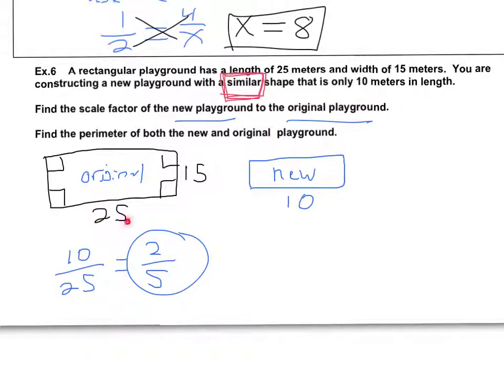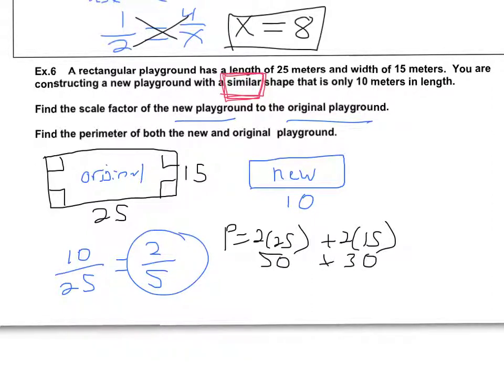Well, the original one, I can find the perimeter to that. I just do 2 times the length plus 2 times the width. So 2 times 25 plus 2 times 15. That's 50 and 30. So 80, and let's label this 80 meters is the perimeter of the original one. What's the perimeter of the new one? Well, I don't really know. Not yet, at least, because all I know is one side is 10. I don't know what the other side is.